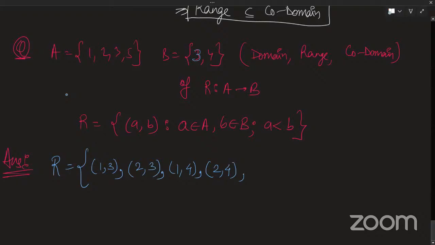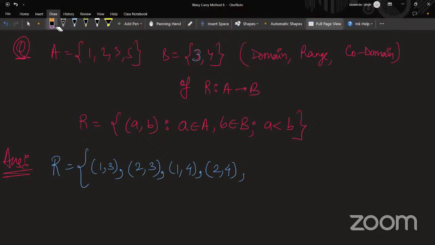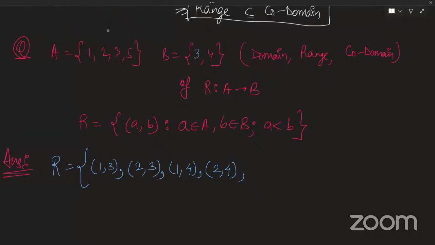No, a should be less than b, not less than or equal to. It should be strictly less than. One more is remaining. Tell me fast. One last element in this relation is remaining. It is 3, 4, right? 3, 4 will also be valid. Now 3 you can choose from here and 4 from here. Right? Yes, sir.